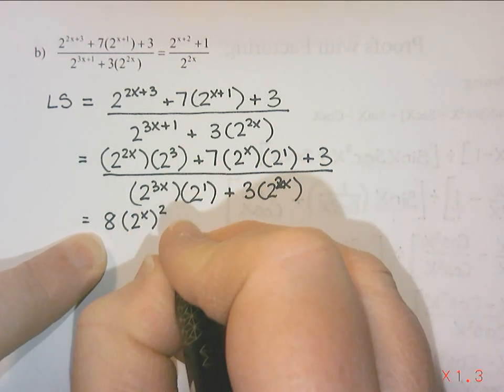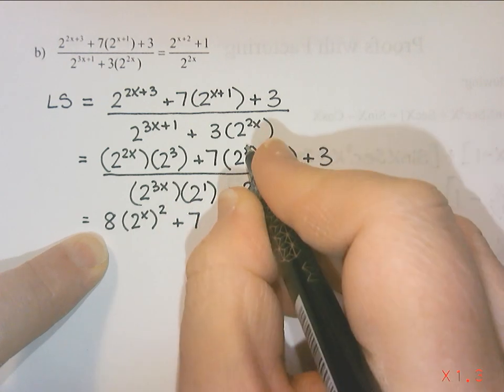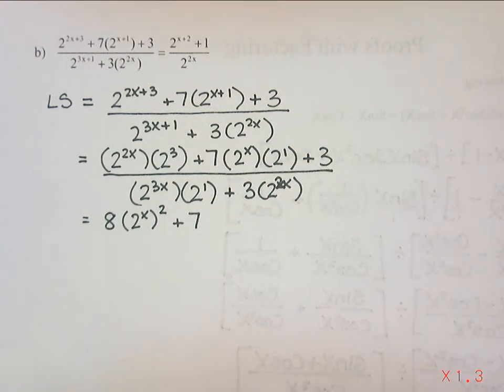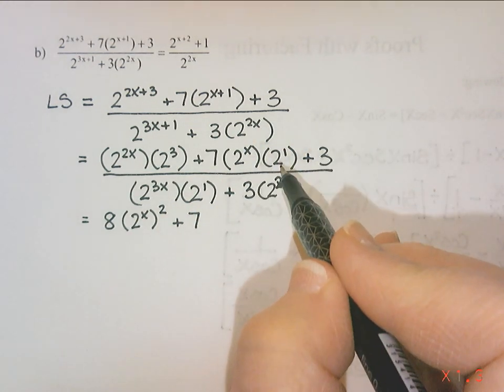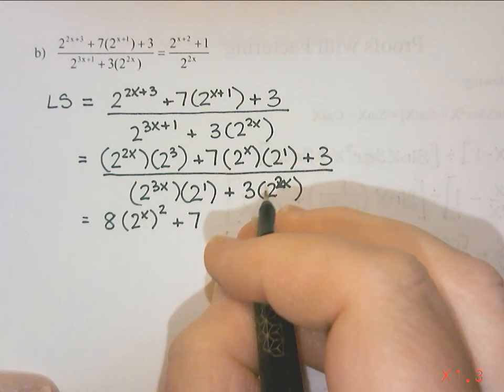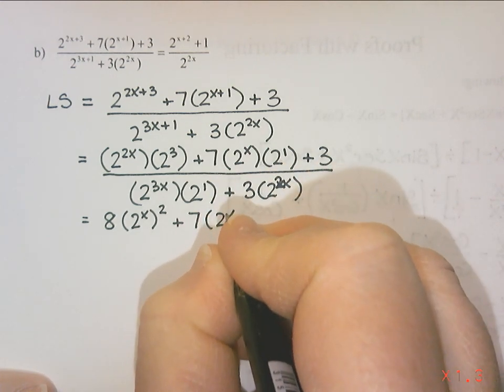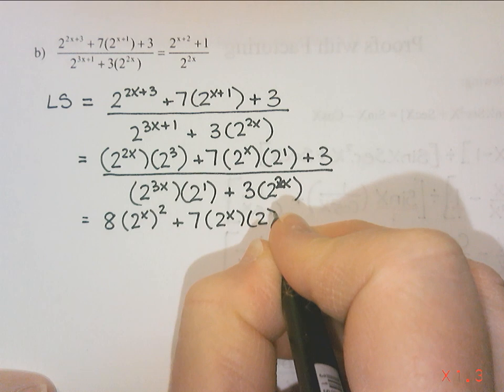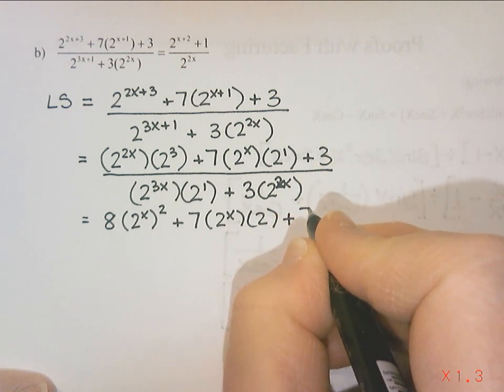Okay, here I've got 7 times 2 to the x times 2 to the 1. 2 to the 1 is just a 2. We'll come back to that. And then the 3 is just waiting patiently.